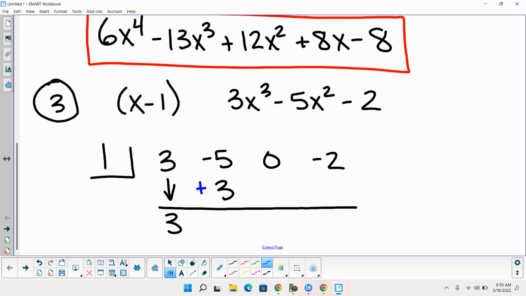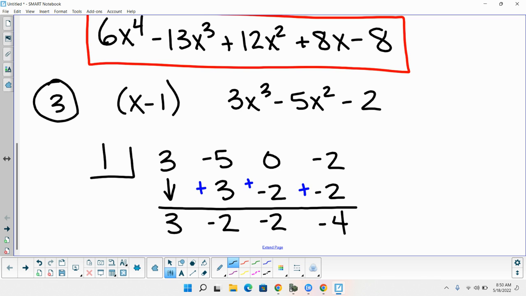So what's -5 plus 3? -2. Then I start over. 1 times -2 is -2. And then I add those, which is -2 again, right? So 1 times -2 is -2, so I add those and I get what? -4. Okay?